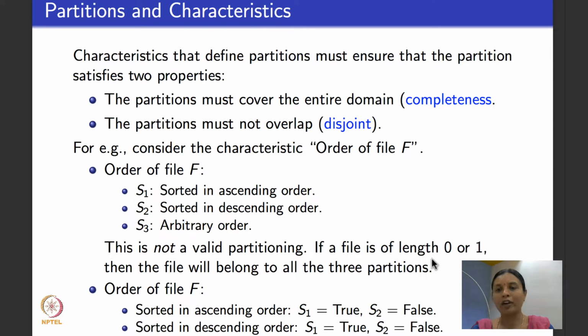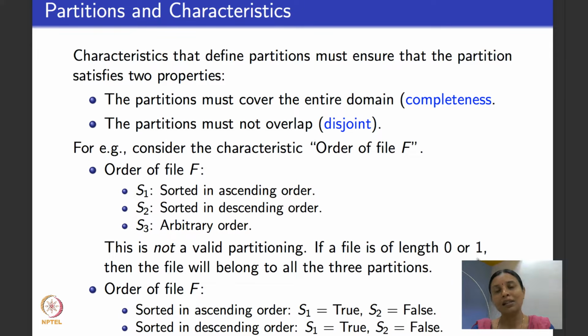How does it go away? Take a file of length 0 or length 1. It will be sorted in ascending order, so it will belong to the true part of this partition. It will be sorted in descending order, so it will belong to the true part of the second partition. But the first characteristic, being sorted in ascending order, induces two partitions: is it true, is it false? And a file of length 0 or 1 belongs to exactly one of these. And the second characteristic, being sorted in descending order, induces two more partitions, true and false, and a file of length 0 or 1 again belongs to exactly one of these partitions.